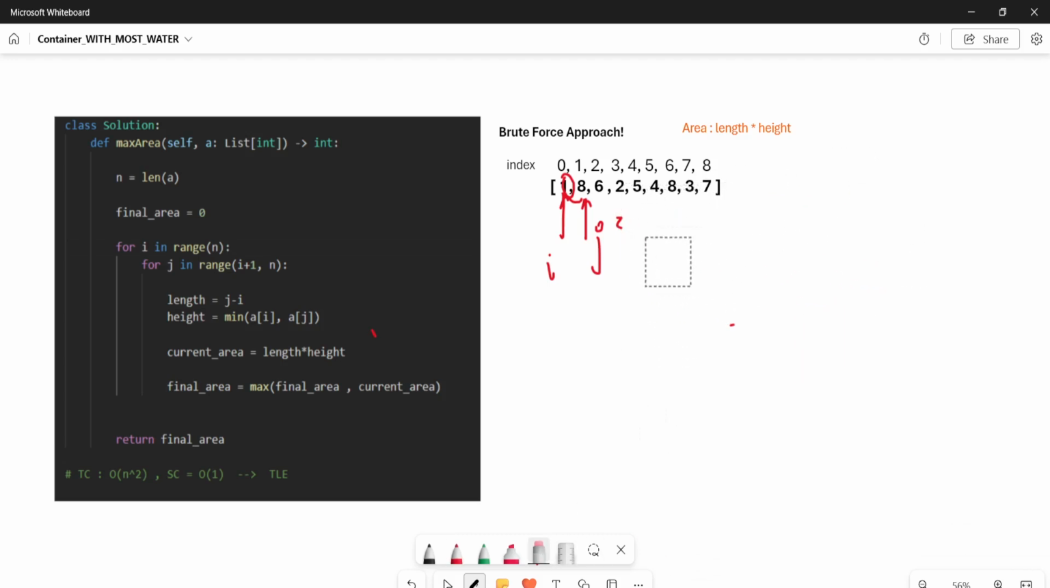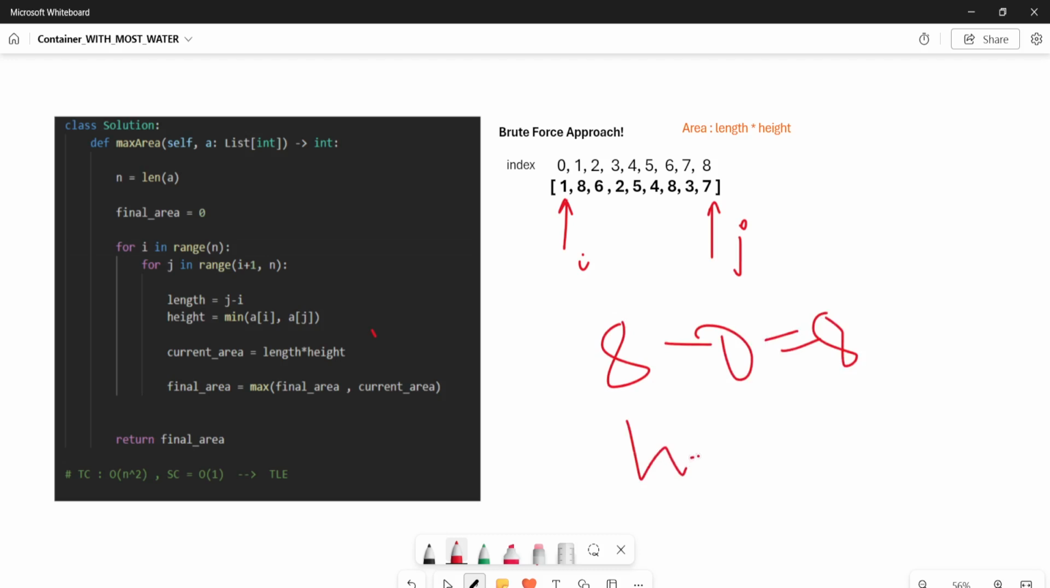So what we can do here, we can have two pointers, one here i and one here j. And we will find the area. 1 and 7, these two are the heights, and the length would be 8 minus 0, which is 8, and the height would be the minimum between 1 and 7, that is 1. So the area will be 8 into 1, which is 8. So as of now, the area is 8.